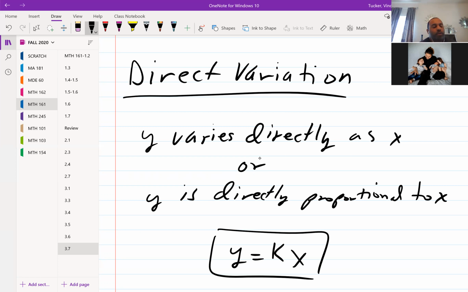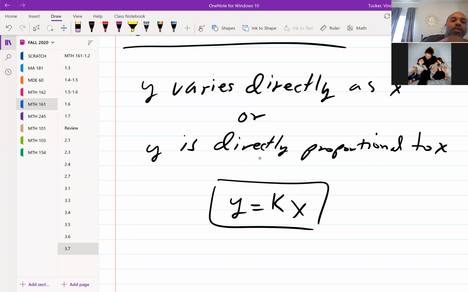All right. So for the first type of variation, we're looking at direct variation. What ends up happening is that you'll get a keyword or key phrase that will dictate how you set up your problem. So the first one, like I said, is direct variation. Y varies directly as x, or y is directly proportional to x, will cause you to use this setup: y equals kx, and k is the constant of variation.